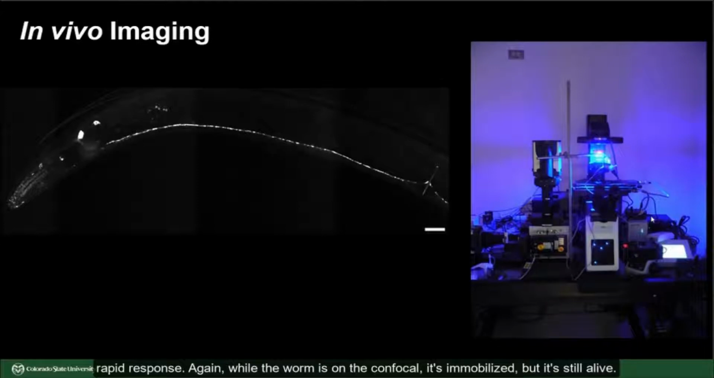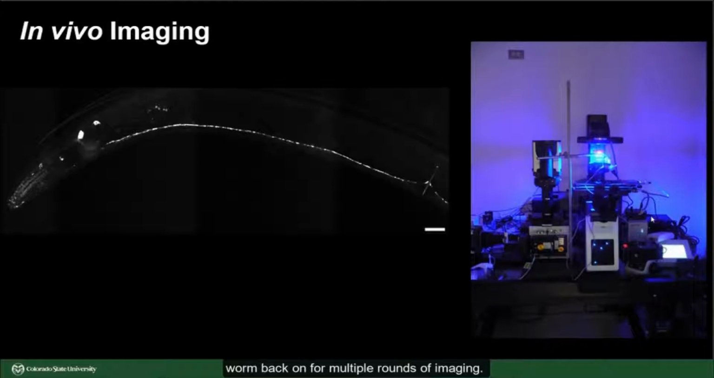And again, while the worm is on the confocal, it's immobilized, but it's still alive. So you can take the worm off, put it back on a normal plate, and it lives just fine. There are actually a couple of assays where you have to do this, and then put the worm back on for multiple rounds of imaging. So the worm is alive. This is an intact nervous system.